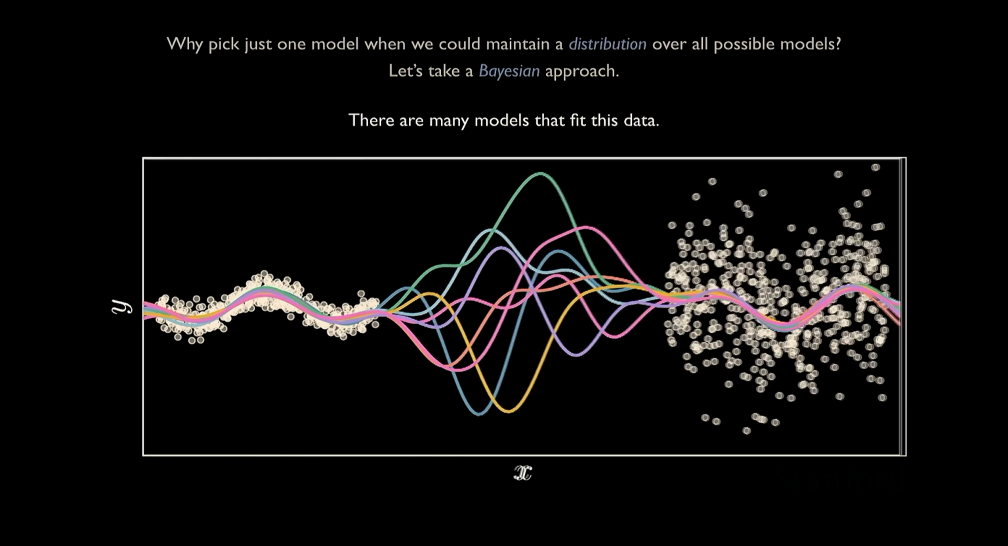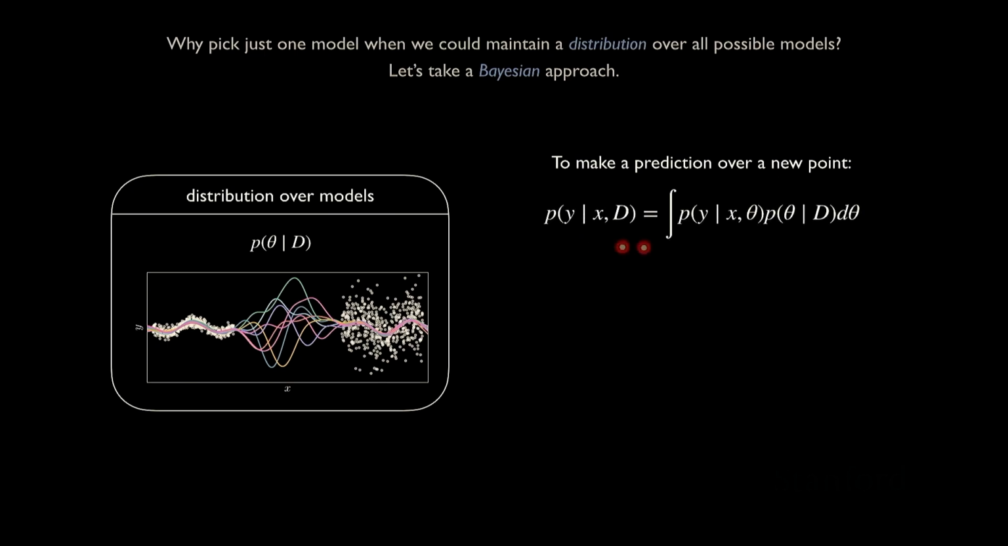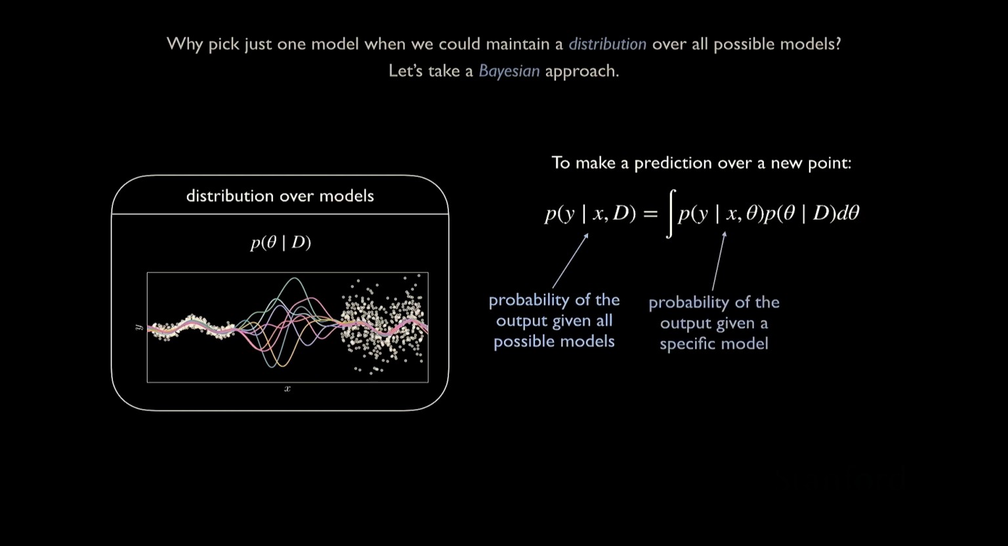And so the way we're going to define this is we're going to say that there's a distribution over possible models that could have generated this data, and we're going to call that p(θ | D), where θ is the parameters of the model that could have been used to generate the data. And then when we want to make a prediction over a new point, we're going to use this expression here, where the probability of the output given the input and all possible models is going to be the integral over all possible models of the probability of the output given a specific model.